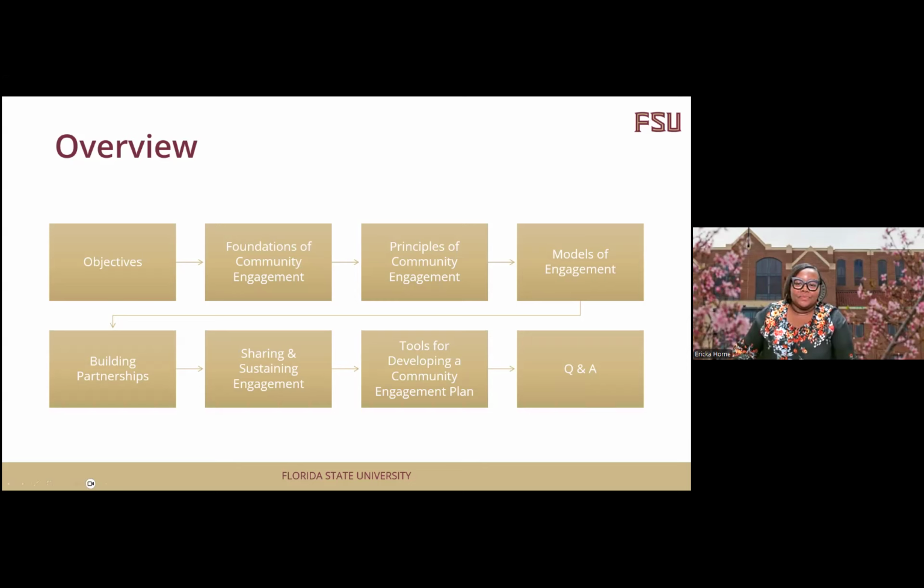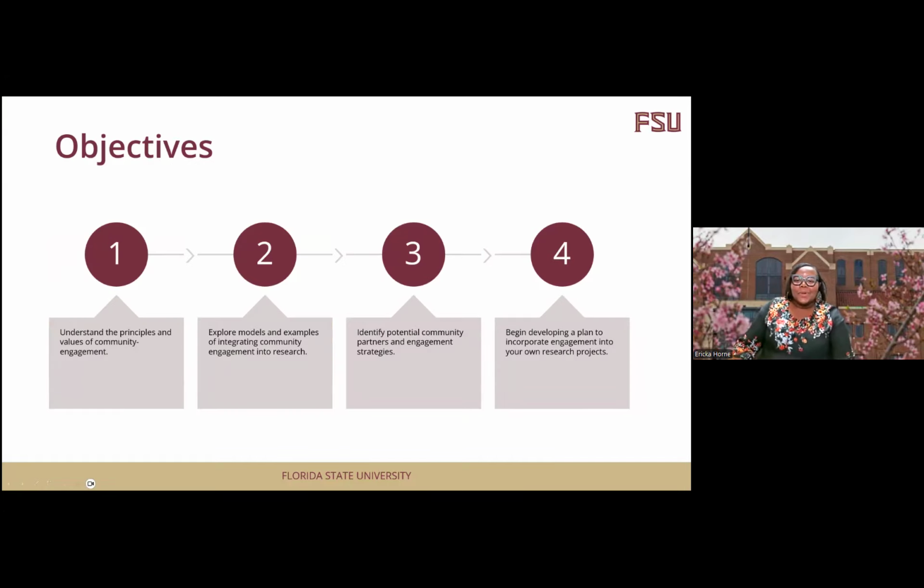So what are our objectives for the day? We wouldn't be here if it wasn't for objectives. We're going to understand the principles and values of community engagement. We're going to explore models and examples of integrating community engagement into research. We're going to identify potential community partners and engagement strategies, and also begin developing a plan to incorporate engagement into your own research projects.